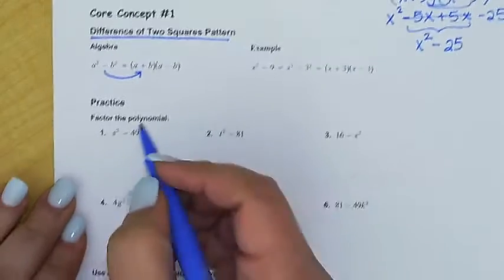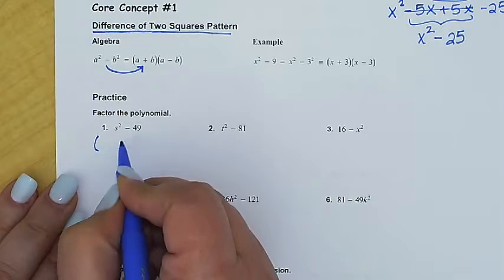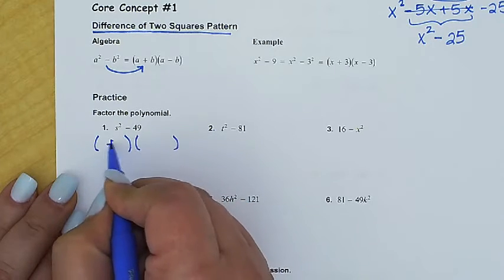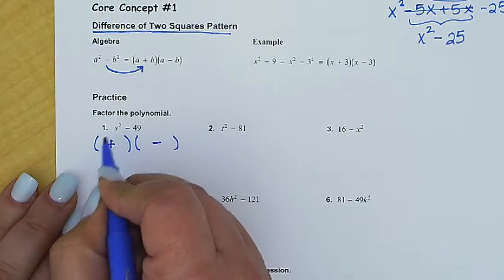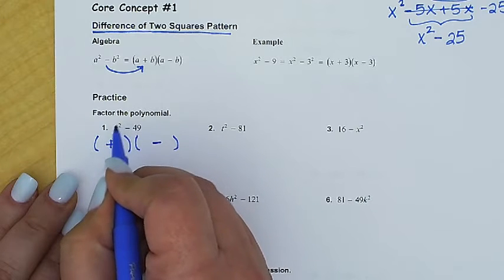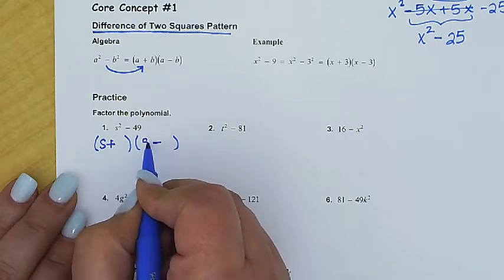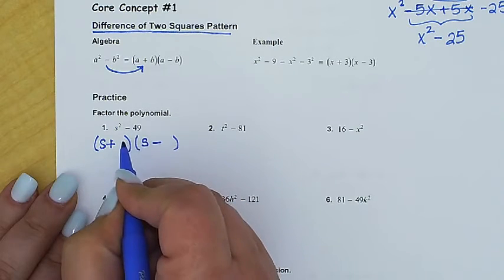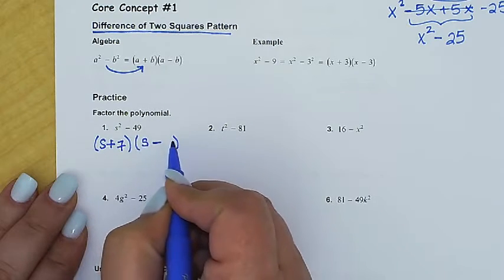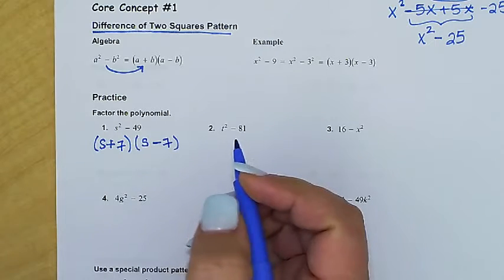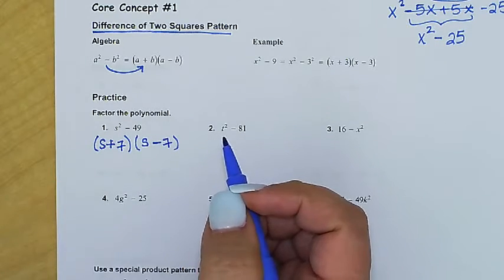And that it is always going to factor to two binomials with opposite signs in the middle. And in each of these, it's going to be the square root. So the square root of s squared is just s. So that means that this was s times s. And the square root of 49 is 7. So this was positive 7 and negative 7. Okay? And that's it. And you have fully factored it and you're done.